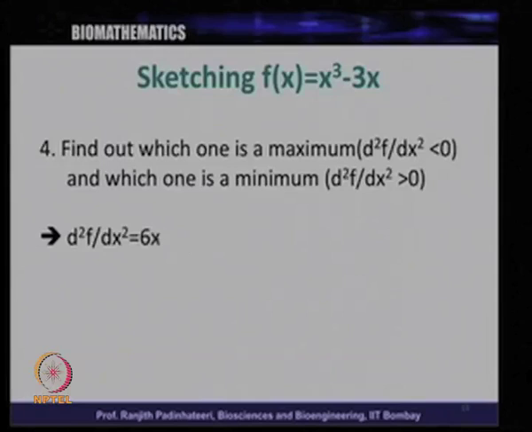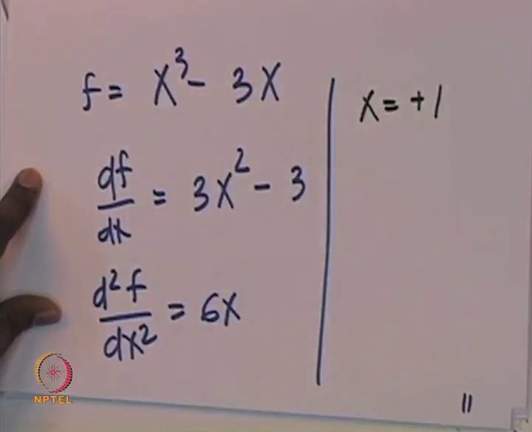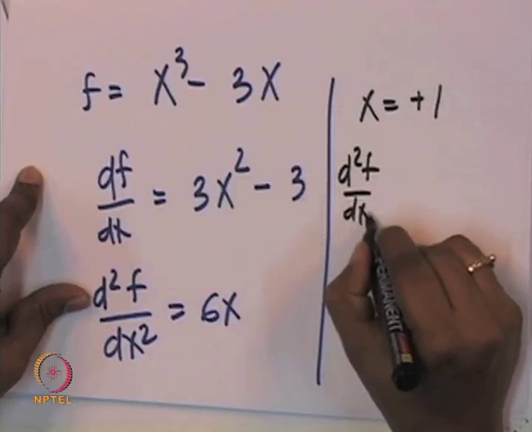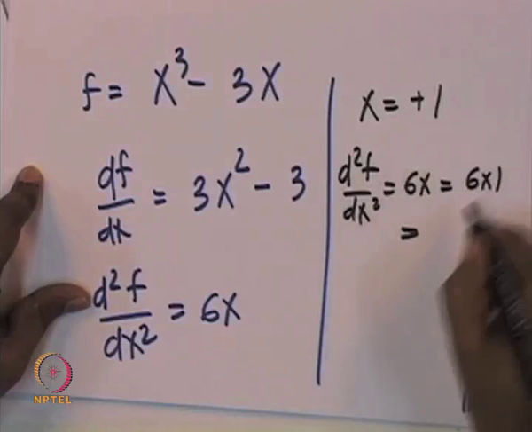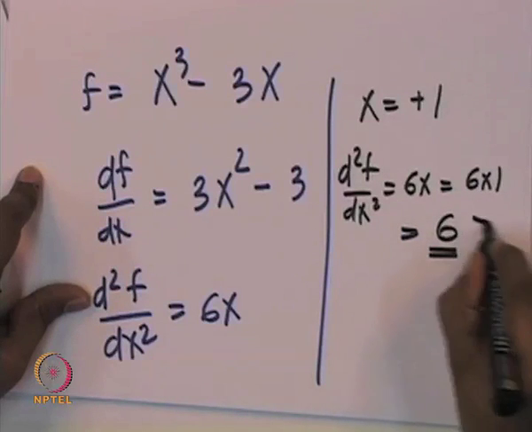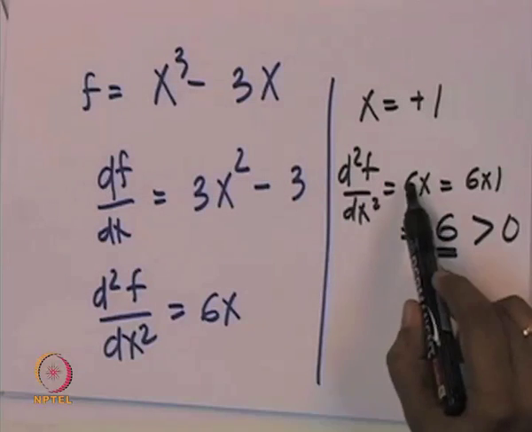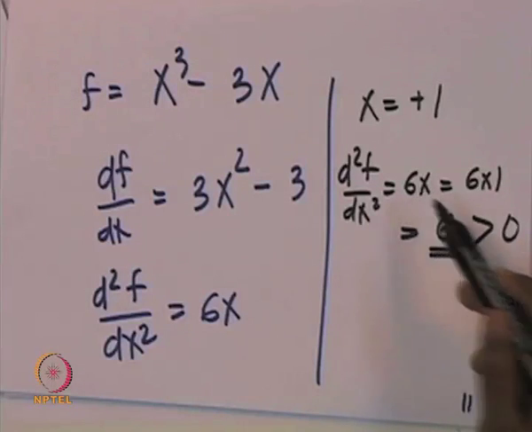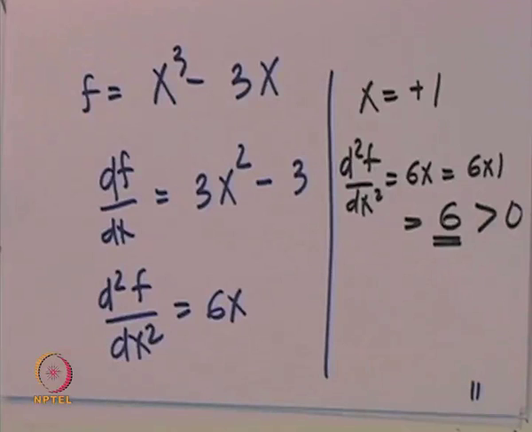So, now let us substitute x equal to plus 1 or minus 1 here. We know that at x equal to plus 1, it is either a maxima or a minima. So, let us substitute x equal to plus 1. We have d square f by dx square equal to 6x, which is 6 into 1. So, we get 6, which is greater than 0. At x equal to 1, 6x is 6, and 6 is greater than 0.